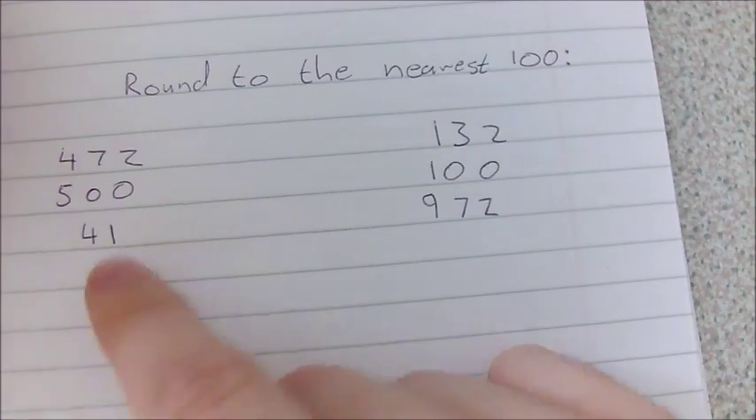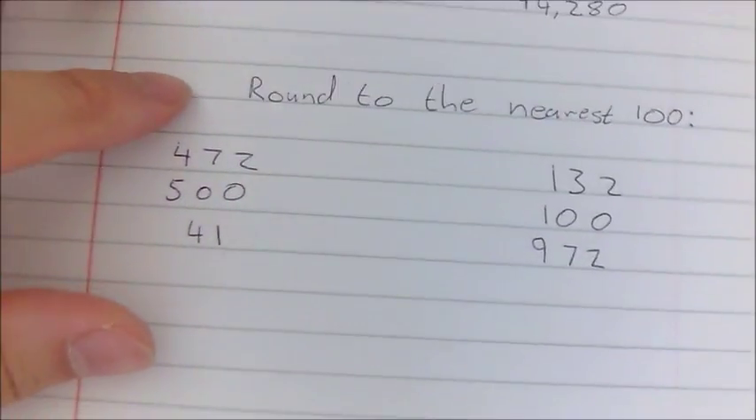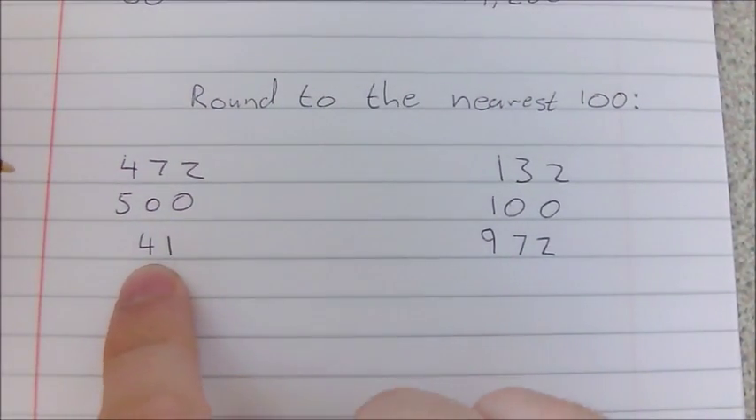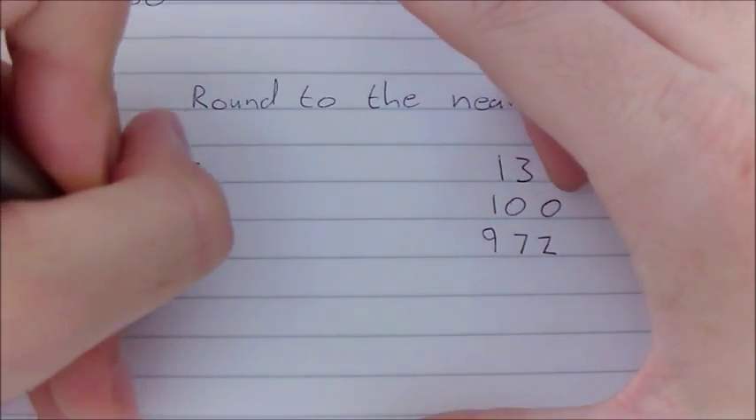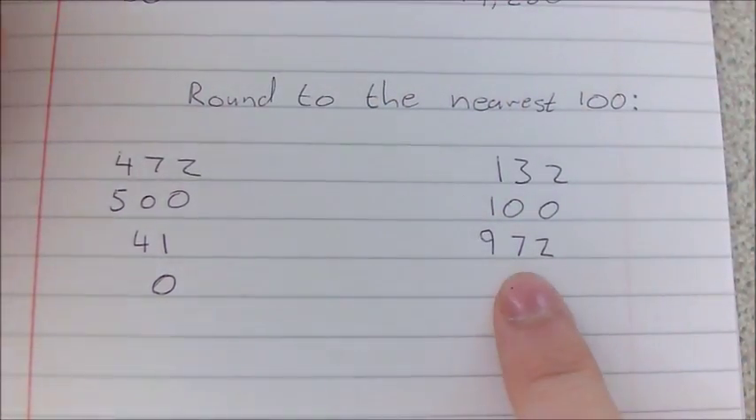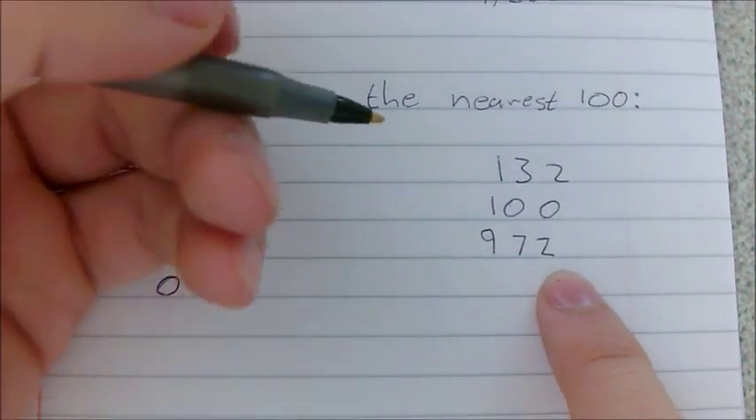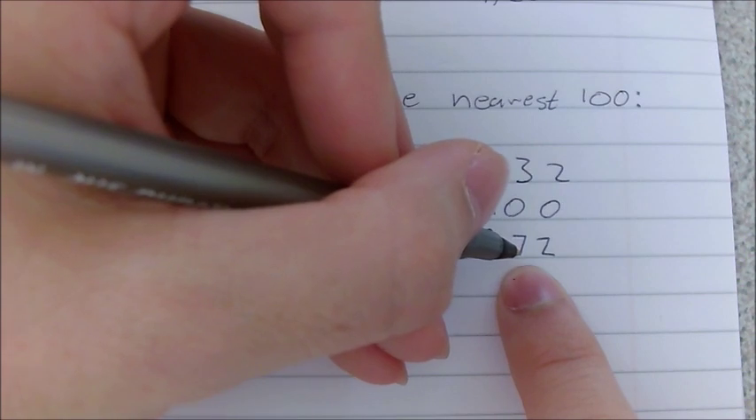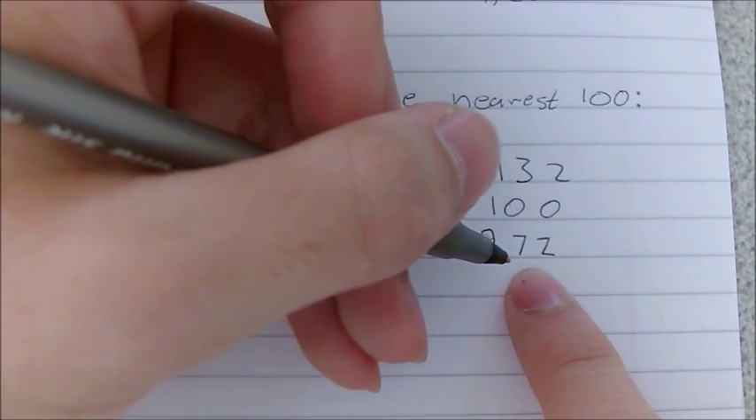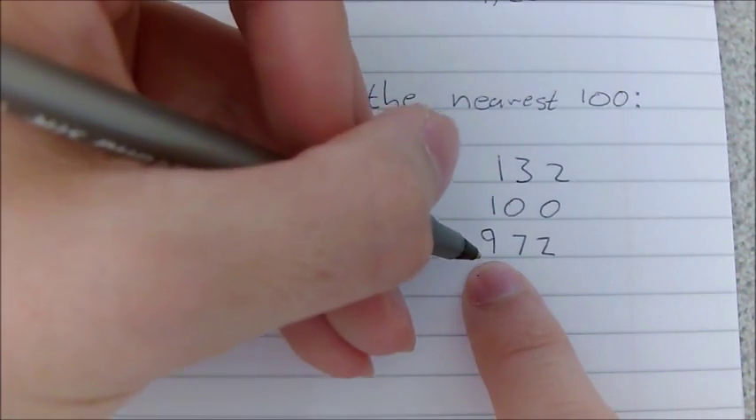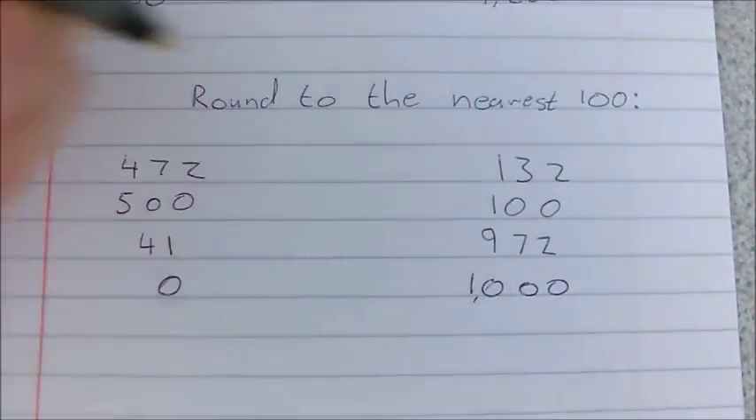The next one is 41, which is a bit more tricky. But basically the 10s is below 5, so we round down to 0. And in this last one, which is a bit trickier again, 972, the 10s column is a 7, so we round the 9 up to a 10, which would actually make a 1000.